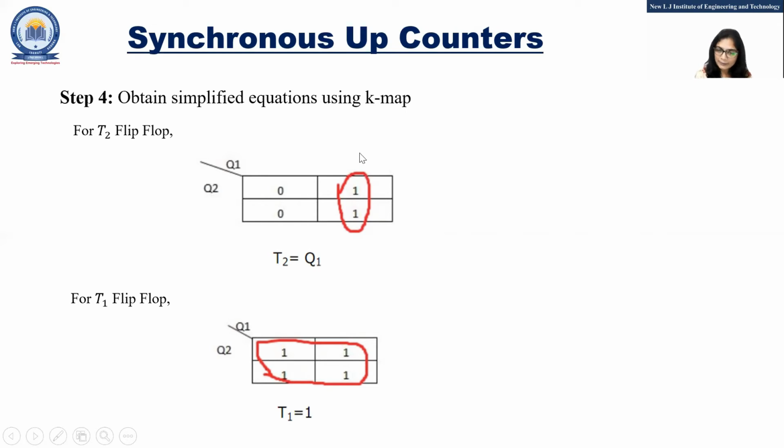So we'll make a pair of these ones. Okay, so equation T2 is equal to Q1 because here Q1 is constant. So T2 is equal to Q1. Similarly, we will design a KMAP for T1.